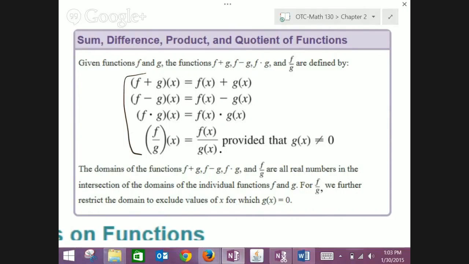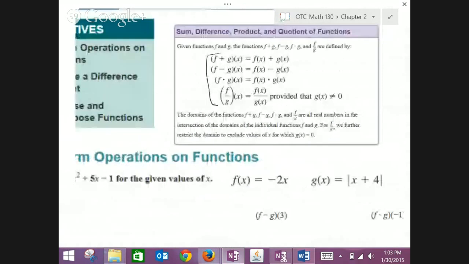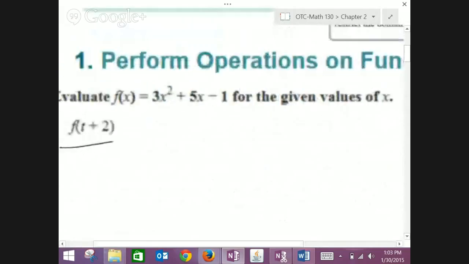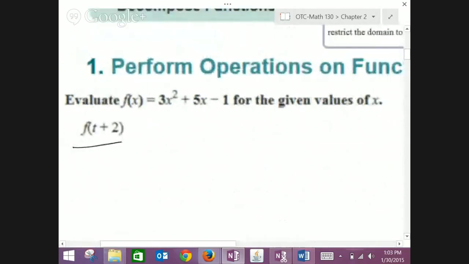You guys heard that term before? Compose, f composed with g. Okay, so that's what we're going to learn about today. An important part of this section is being able to evaluate functions at different points. So you're going to see this again, right? I'm hitting this with a hammer, beating the dead horse. You've seen this multiple times. And hopefully by this point, you feel very confident in plugging in t plus 2. If not, we'll do it 50 more times.